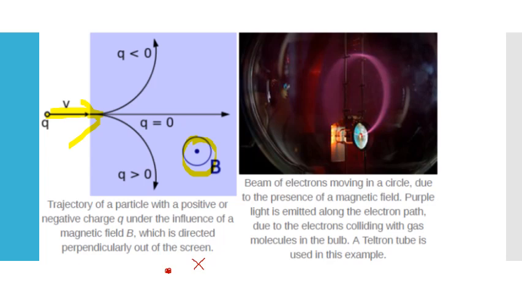So in this slide we have shown two applications. One is separation of charges using a magnetic field, and the second one is motion of electrons in a circle. As we already discussed in the previous class, this motion of electrons can also be used to accelerate the velocity of the electrons.